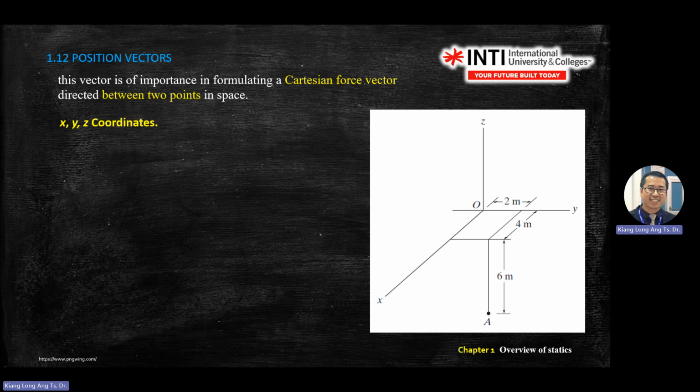You still remember x, y and z. So what is x? 4 meters. y is 2. z is -6. Okay, so this is how you write the coordinate in 3 dimensions.